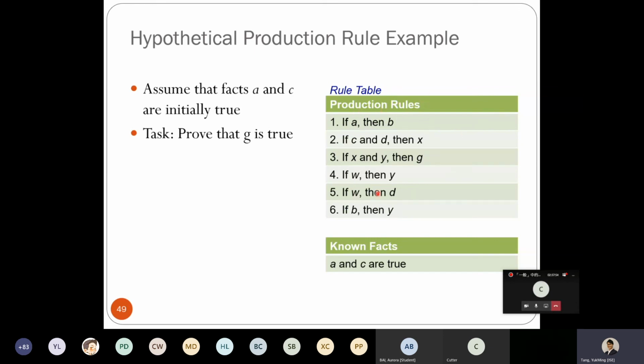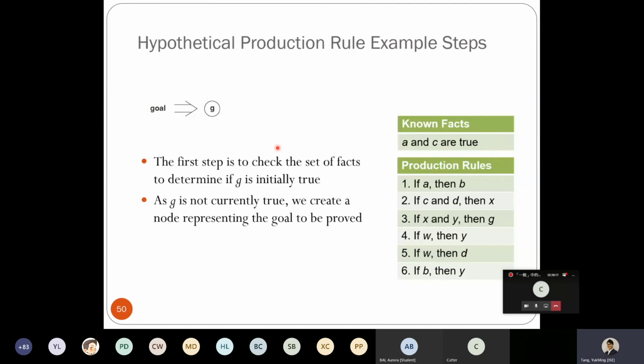Remember, in the expert system we have the rule database and the fact database. So we know that the facts A and C are initially true, and then our task is to prove that G is also true. So G is true is our goal. We want to prove whether G is true or not. This direction is called backward chaining.